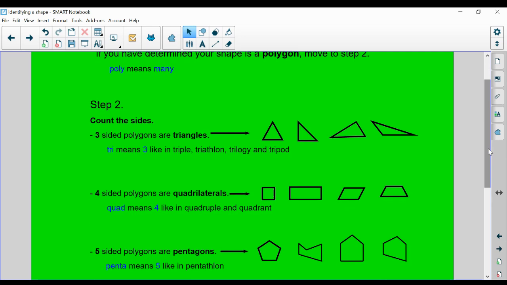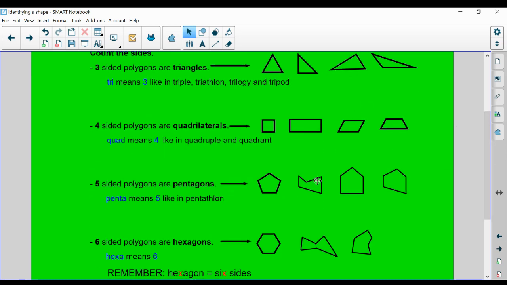A 4-sided polygon, that's a quadrilateral, and there's all different kinds of quadrilaterals. Like you have a square, a rectangle, a parallelogram, a trapezoid, and quad means 4, like in quadruple and quadrant. A 5-sided polygon is a pentagon. Penta means 5, like in pentathlon. Here are some examples. You have your regular pentagon. This one is a pentagon. It has 5 sides. Here is a house, a classic house, and that is a pentagon.